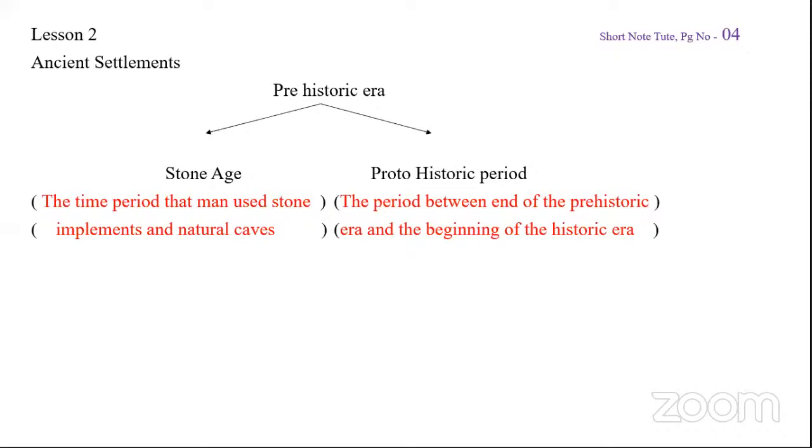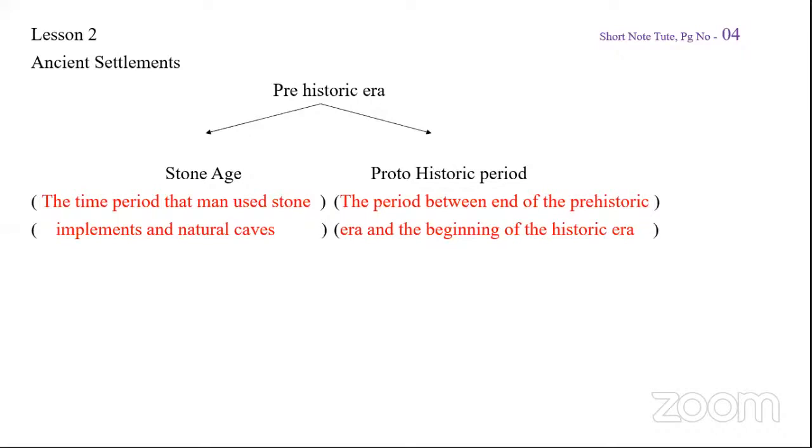So then we can give two definitions for the Stone Age and the Proto-Historic time period. The Stone Age is the time period when man used stone implements and lived in natural caves. The Proto-historic time period is the period between the end of the prehistoric era and the beginning of the historic era.